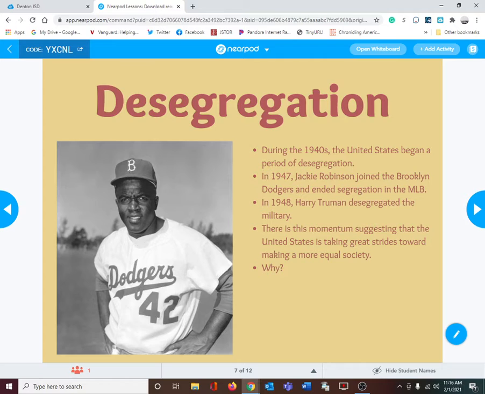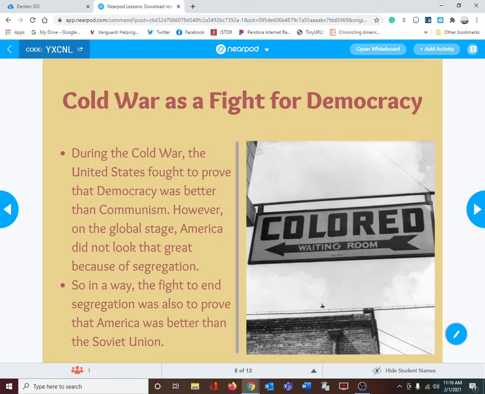So Truman desegregated the military in '48, and we're seeing that the United States is taking strides, it's making momentum towards creating a more equal society. And why was that? I think one of the best answers that I've heard to that question about why civil rights started taking place when it did is primarily based off of the Cold War, based off of the fact that the Cold War was this fight over ideology.